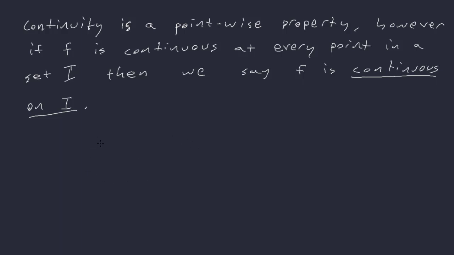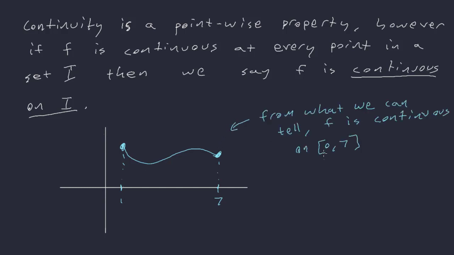But what we mean by this is essentially, if you have a graph that looks like this, and say this is 1 and this is 7, from what we can tell, f is continuous on 0 to 7. Okay, based on what we see.